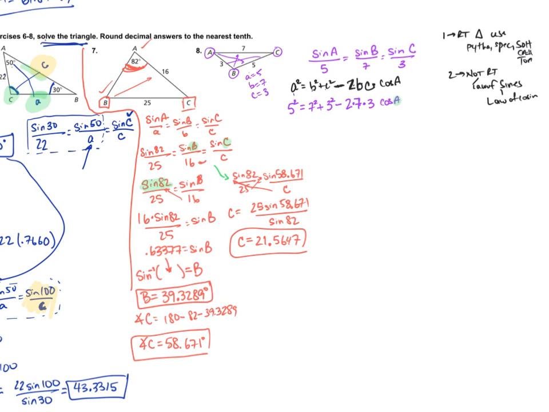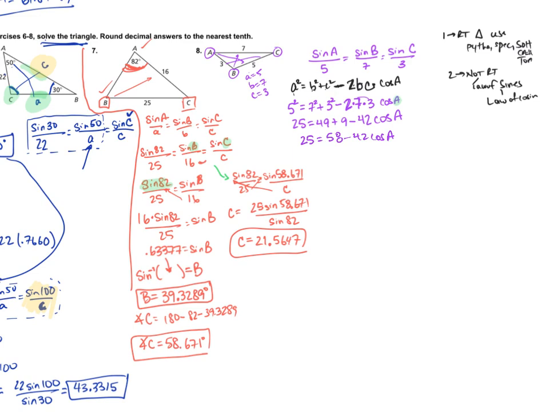So I end up with 25 equals 49 plus 9 minus, okay, I can multiply these, 2 times 7 times 3. So 2 times 7 times 3, this will be 21 times 2 is 42 cosine A. So now I'll get 25 equals 58 minus 42 cosine A.